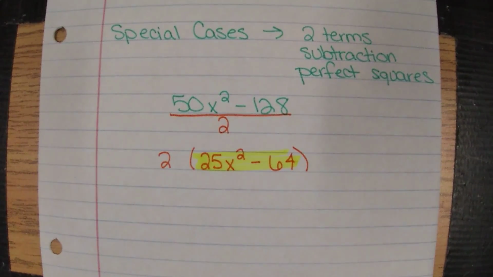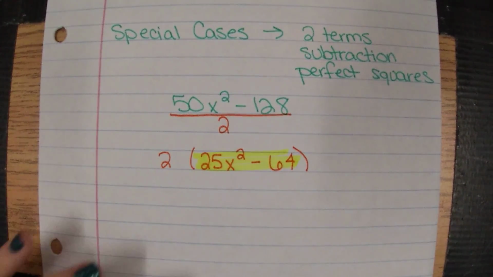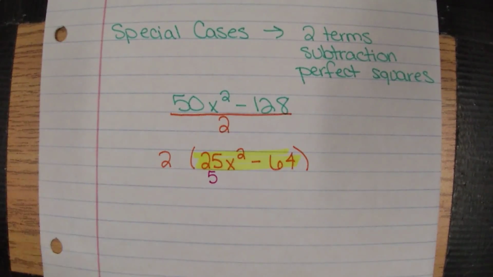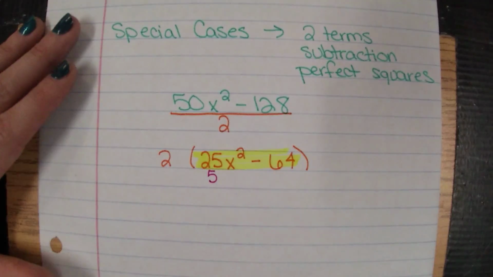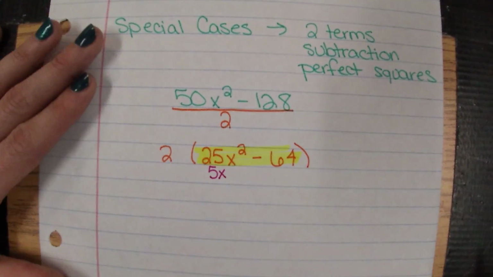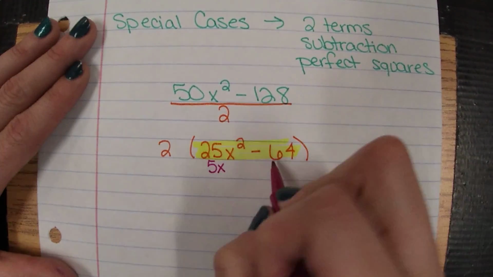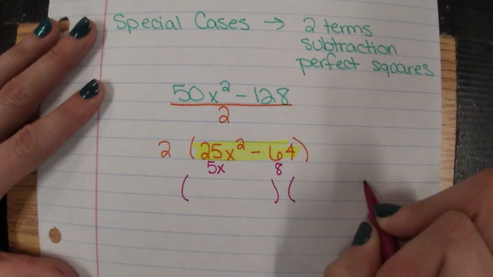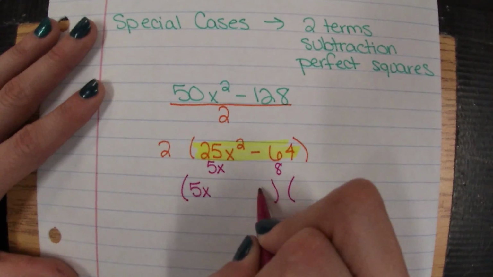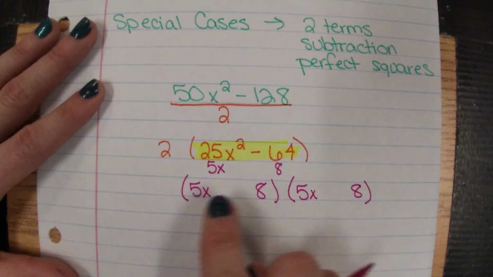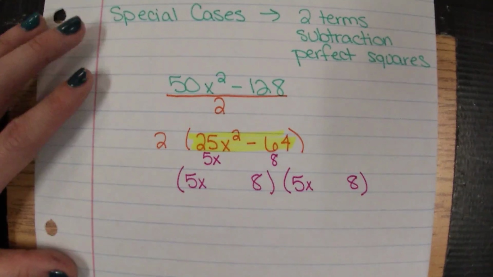That now is a special case. It's two terms, it's subtraction, and they are in fact perfect squares. So we would say a number times itself that gives us 25 is 5, or we would take the square root of it. What did we have to do with the exponent? We took half of it. A number times itself that gives us 64 is 8. So we would put two binomials where we kept the exact order of these values. So 5x comes first, so it's first. 8 comes second, so it's second.